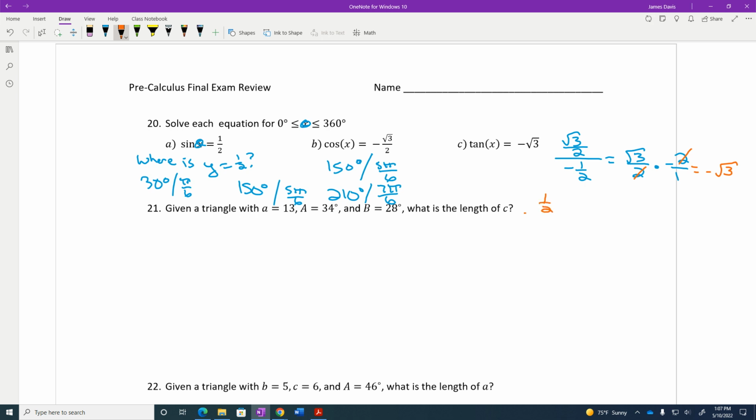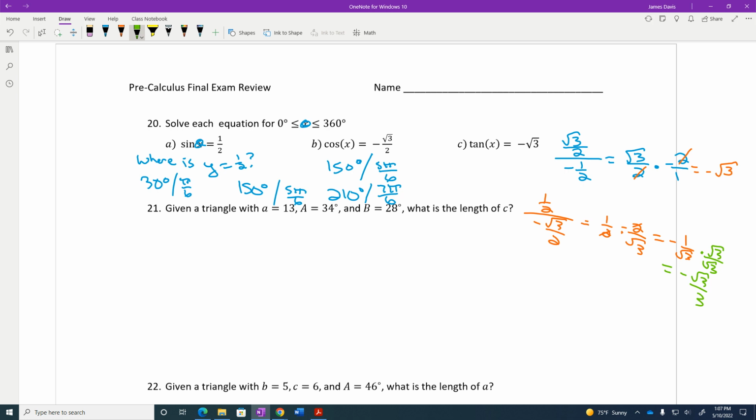I want to show you the other one just so you see it, just a refresher on how it works. If we chose the other one, 1/2 over negative radical 3 over 2, we still keep, change, flip. It would be a half times 2 over radical 3. The 2's still cancel. We'd have negative 1 over radical 3. But we never leave a radical on the bottom, right? So we then, it's called rationalizing, multiply by radical 3 over radical 3. So we get negative radical 3 over 3.